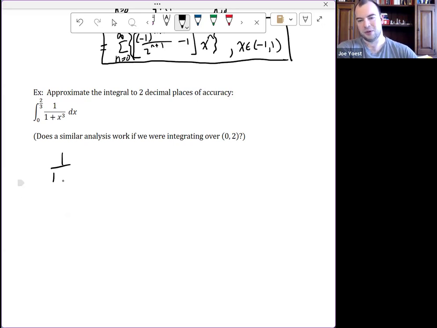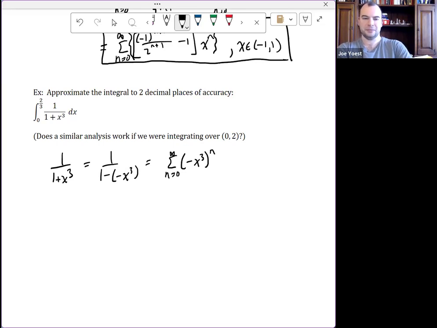Well, I might notice that 1 over 1 plus x cubed is 1 over 1 minus negative x cubed. And I could rewrite that using a geometric series. That's n equals 0 to infinity of negative x cubed to the n power. Or what is that? Sum of negative 1 to the n times x to the 3n.